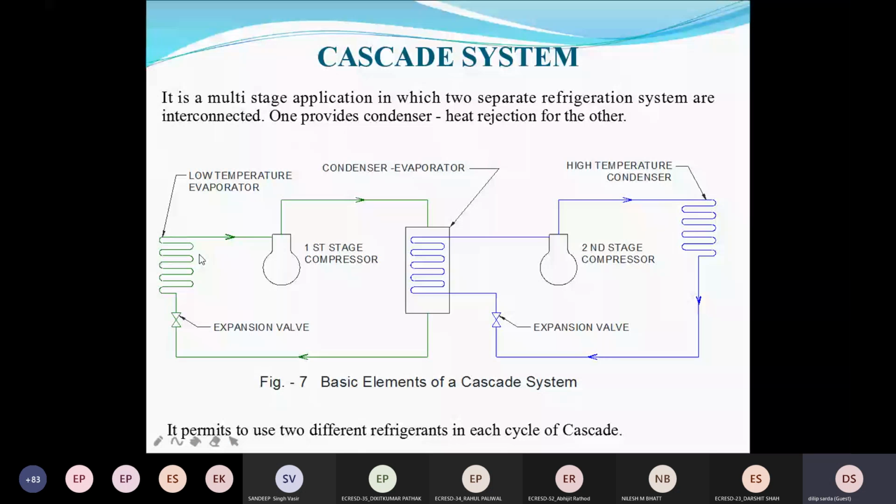From that, it is going to the compressor. After the compressor, it is going to the condenser. So this is the condenser of the first system. And from there, it is going to the expansion valve, and again the cycle is over.